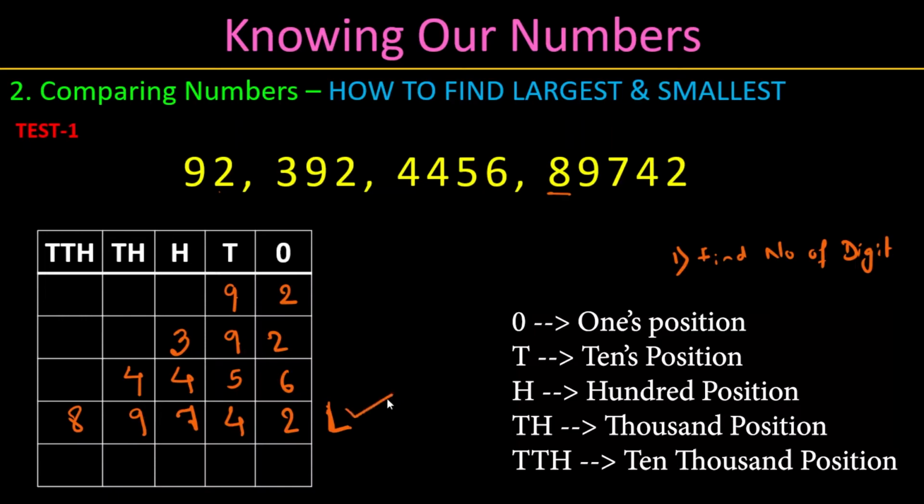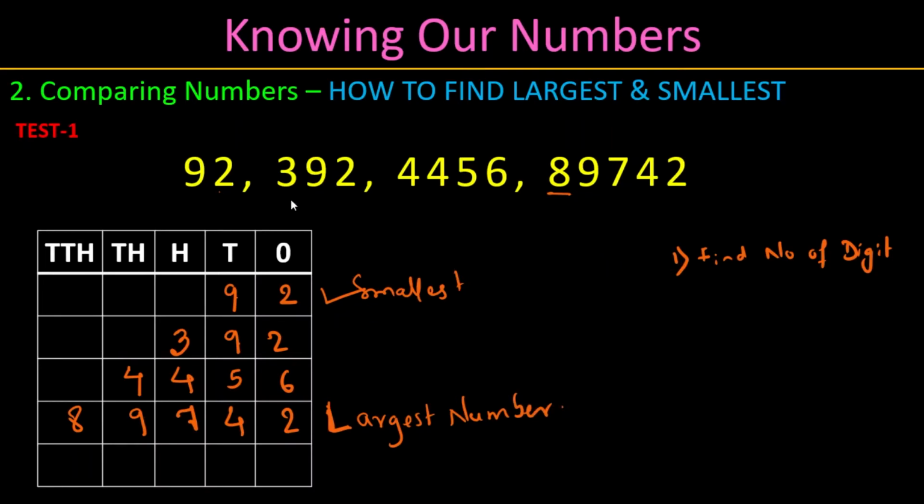So we already defined this is the largest number, and we can make out here is the smallest number and this is the largest number. So this is how we need to find it out. This is the second methodology. And the first scenario is we have to find how many digits are there in the given numbers.